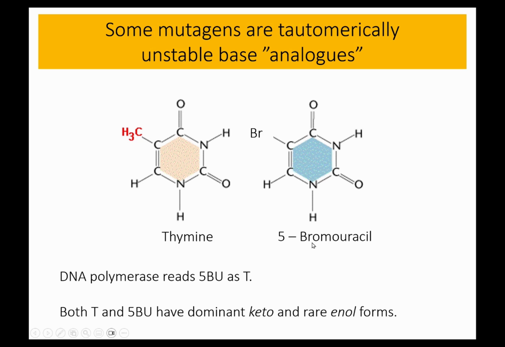And this mutagen is usually used in the lab to induce mutagenesis. So if you want to do an experiment, we want to induce mutagens to study them. But you guys know that there are mutagens in our environment that's causing mutations of our DNA. And they're still being discovered, right? You hear in the news, this causes cancer. How is it causing it? Part of it is because it's labeled as a mutagen. So it will cause mutations in the DNA, or mutagenesis. So both T and 5-BU have dominant keto and rare enol forms. So both can tautomerize.